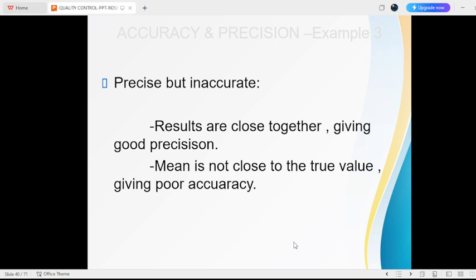The other situation is where the test result is precise but inaccurate. It means results are close together, giving good precision, but the mean is not close to the true value, giving poor accuracy. So this is precise but inaccurate.